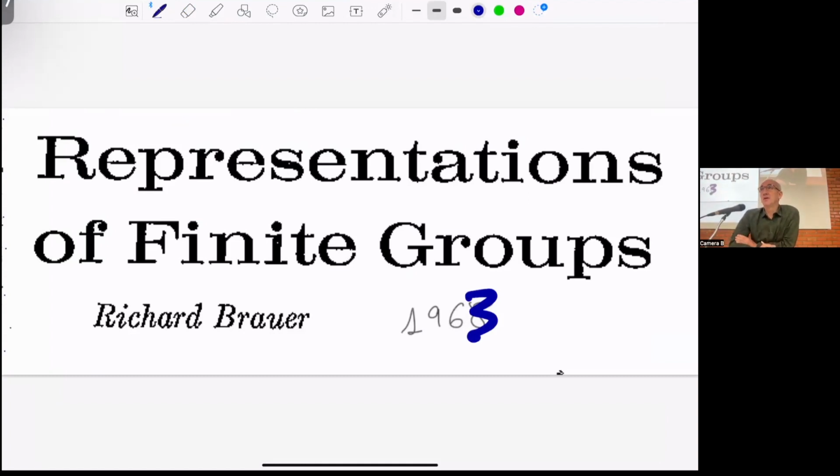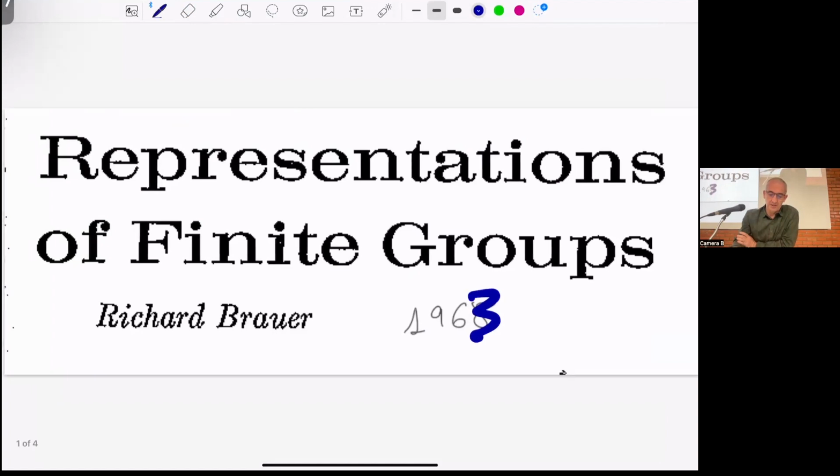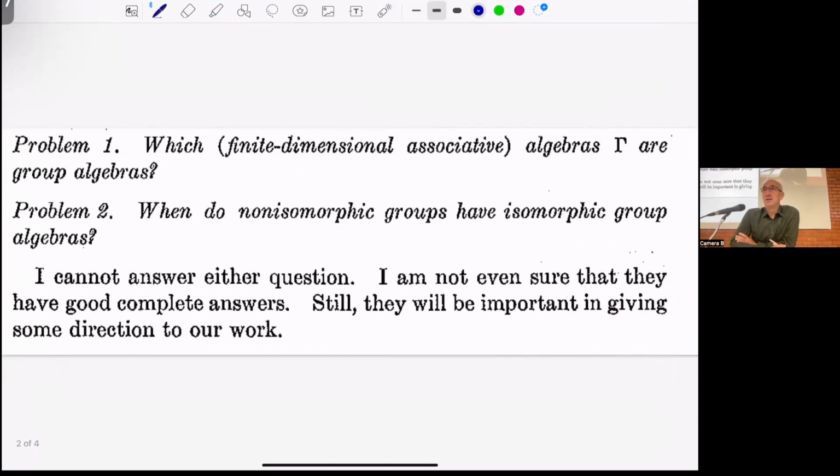There is a famous survey paper by Richard Brauer, very influential, where this question already appeared, but actually the question already appeared in work of Perlis and Walker that I will mention. As this example shows, there are situations in which the group algebra does not give you the isomorphism type of the group. In this problem that Brauer mentioned, he wrote: when do non-isomorphic groups have isomorphic group algebras? Here the coefficients were fields. And Richard Brauer wrote: I cannot answer either question. I'm not even sure that they have a good complete answer. Still, they will be important in giving some direction to our work.